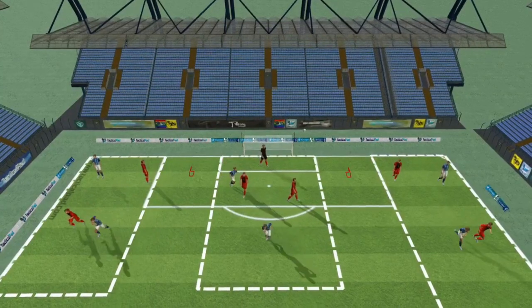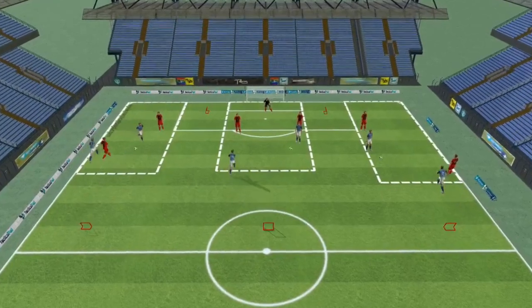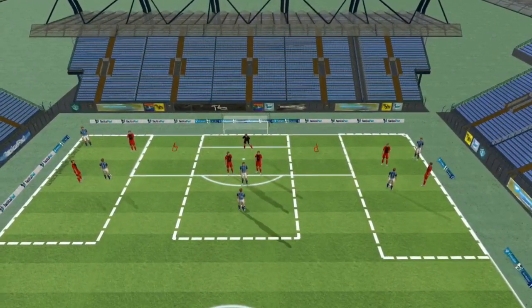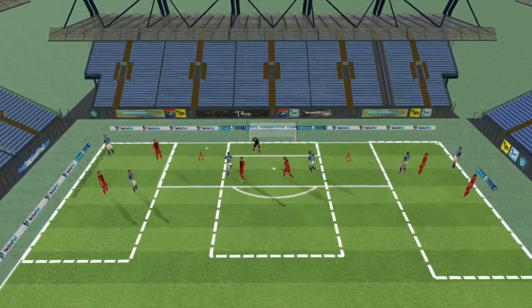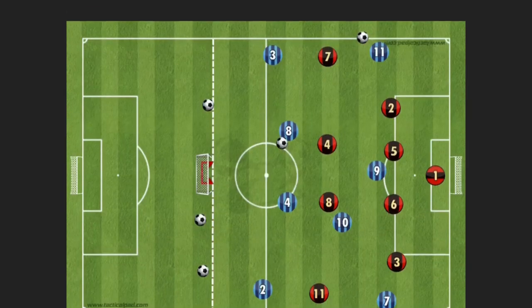Once they beat them again, they should get past them to make it harder for them to recover. And the second attacker tries to create space for their teammate by pulling the defender towards them. If the defender doesn't move, then that attacker can receive and continue the attack instead.